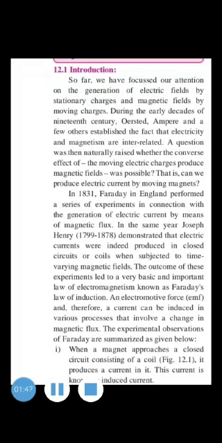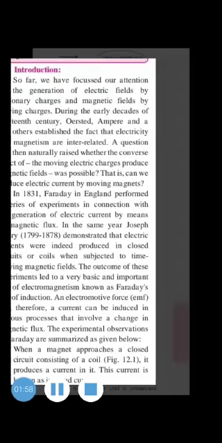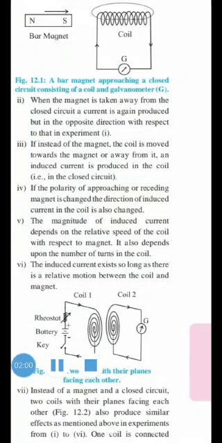Now here consider these experiments. In the first experiment, consider a bar magnet approaching a closed circuit consisting of a coil and galvanometer G. In this figure, the bar magnet is shown. Then the coil, whose two ends are connected to the two terminals of the galvanometer, and the coil has a number of turns.